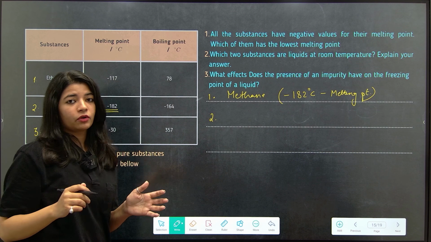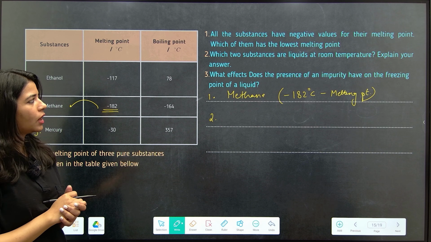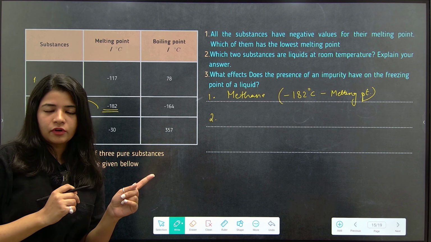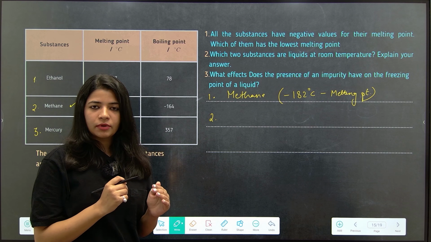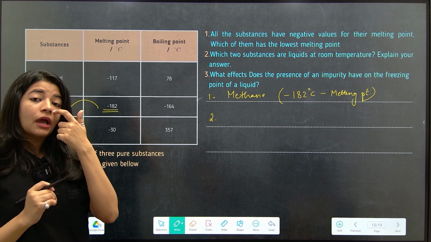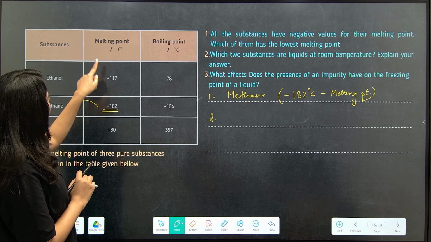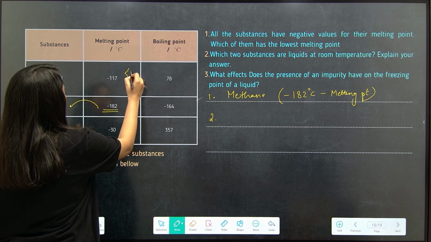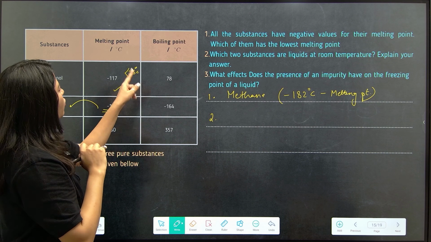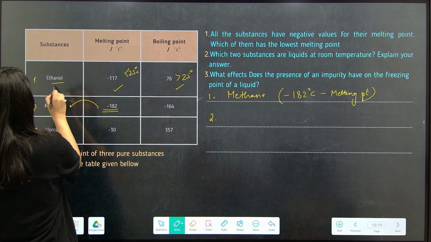Now, the next part of this question. Which two substances are liquids at room temperature? Explain your answer. To check if any substance is liquid, we have to check two things. First, its melting point should be below room temperature. Room temperature is 25 degrees Celsius. And its boiling point should be above 25 degrees Celsius. Let's check for ethanol first. The melting point for ethanol is less than 25 degrees Celsius, so yes, it satisfies one of the points. Next, the boiling point is greater than 25 degrees Celsius, correct? So one of my answers becomes ethanol.